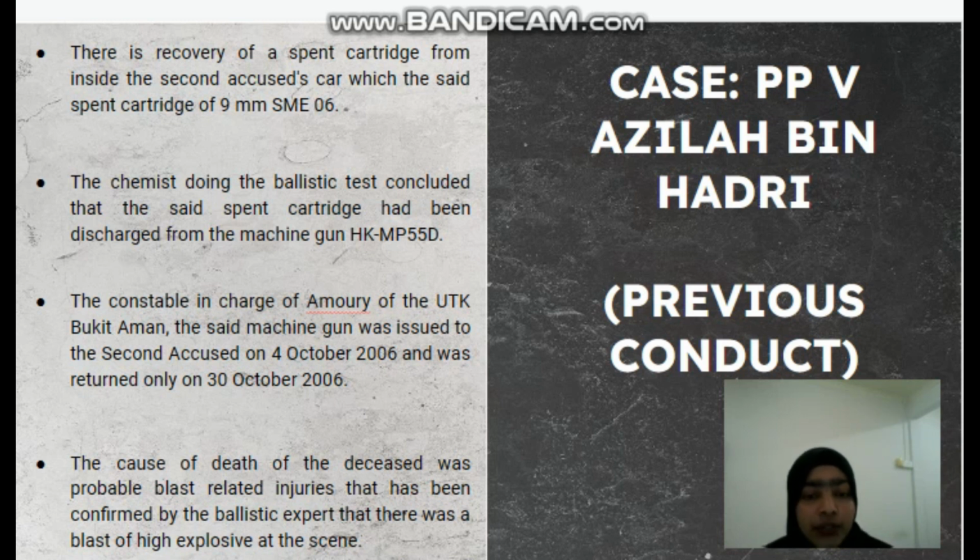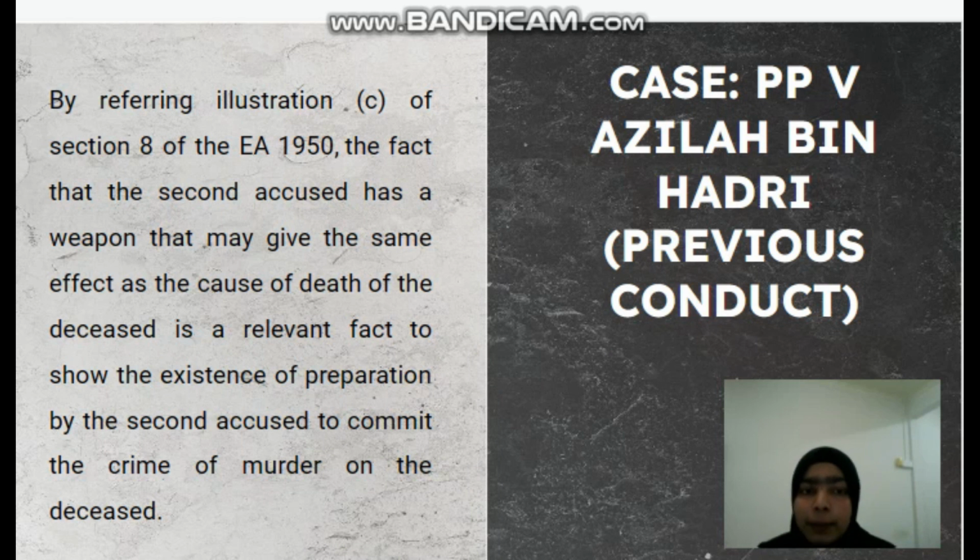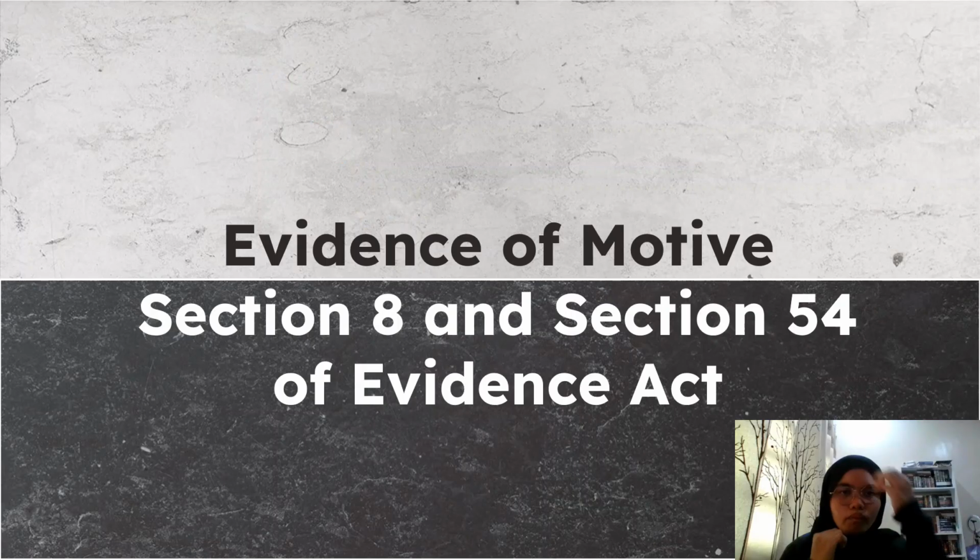The cause of death of the deceased was probable blast-related injuries, whereby, referring to illustration C of Section 8 of the Evidence Act, the fact that the second accused had a weapon that may give the same effect as the cause of death of the deceased is a relevant fact to show the existence of preparation by the second accused to commit the crime of murder on the deceased.